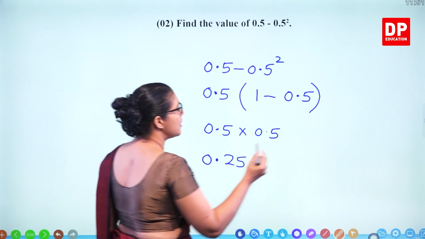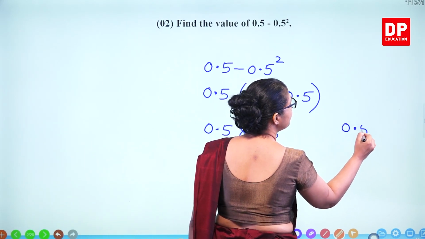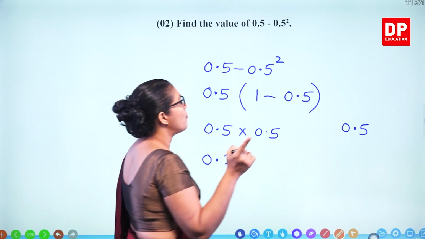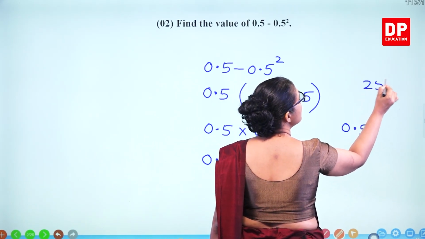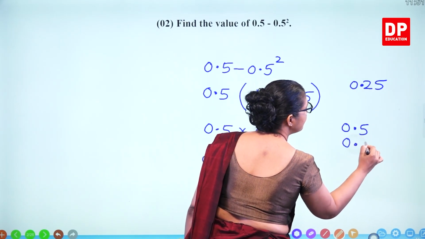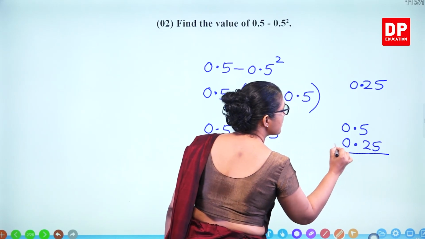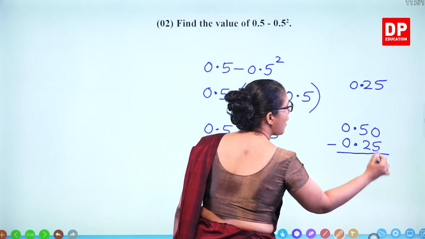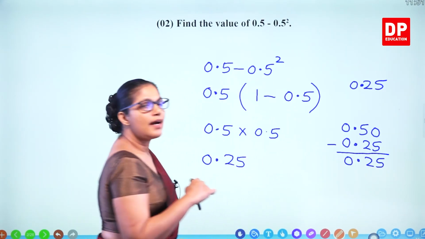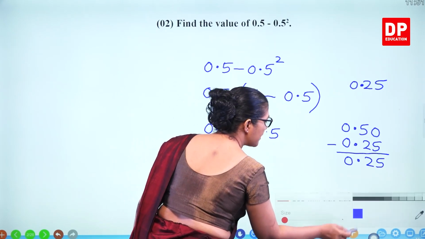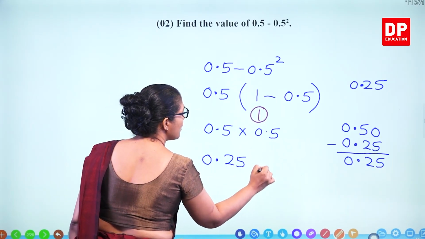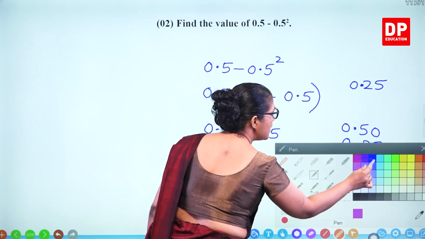What's the other method? You find 0.5 times 0.5. So 5 times 5, 25, with 2 decimal places, 0.25. Now subtract: 0.5 minus 0.25, you get 0.25 as the answer. So both ways you get the same answer. 2 marks: 1 mark for the method and 1 mark for the accuracy.